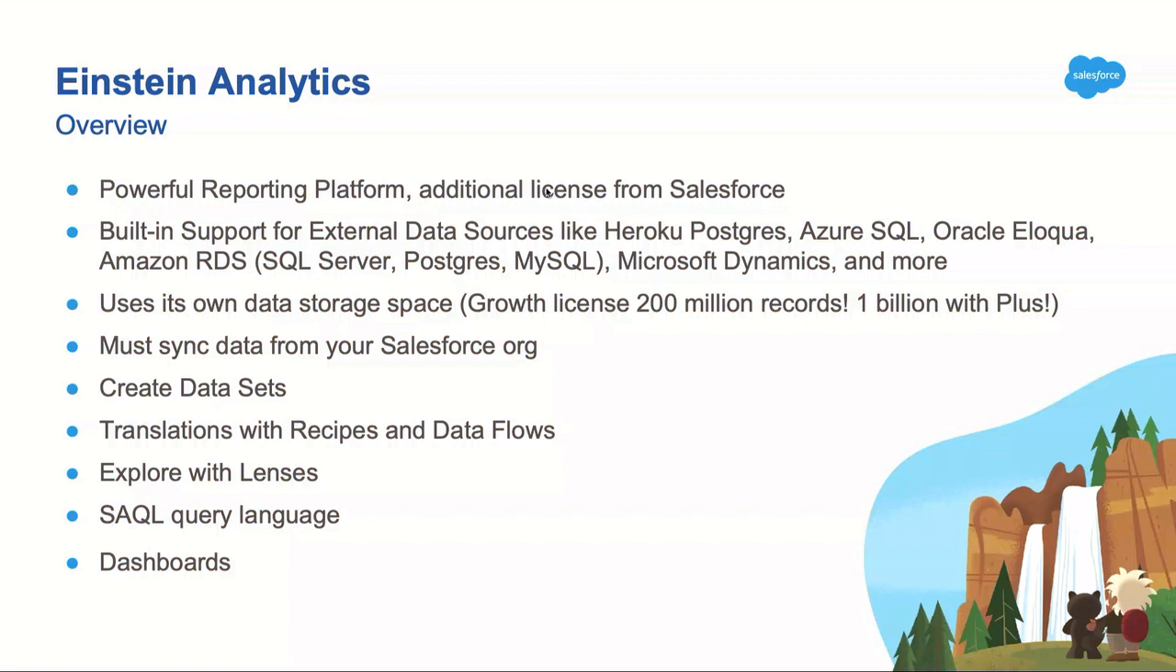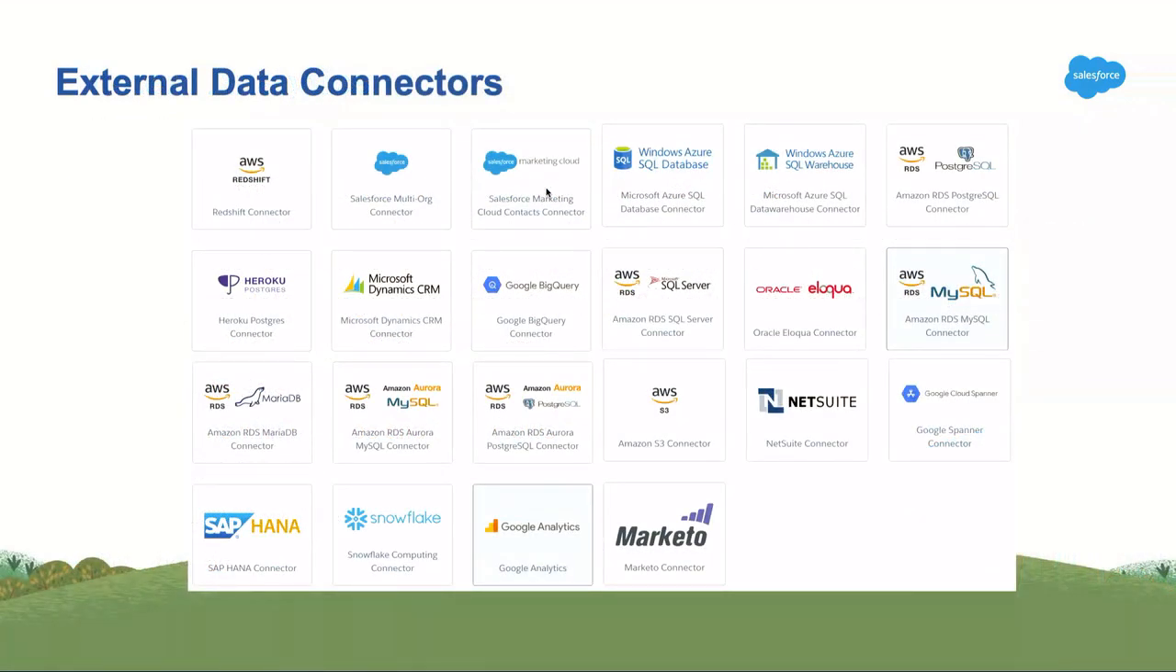Even if you're pulling in data from your Salesforce org, you still have to create a data set to sync that data in from your Salesforce org. So then you create data sets. You can do transformations with recipes, data flows, explore those with lenses, create dashboards, use the SAQL query language to create queries. It's different than SOQL if you're familiar with SOQL, and we'll create those dashboards. These are all the external data connectors that are available built into Einstein Analytics. If you're not already familiar, lots of different options to pull in your data from external data sources.